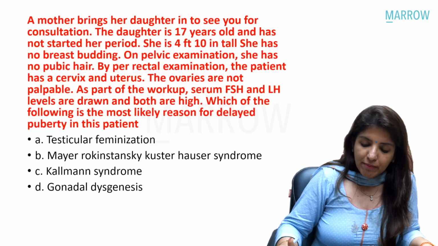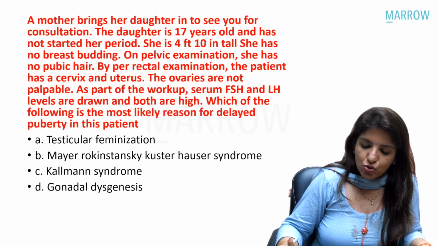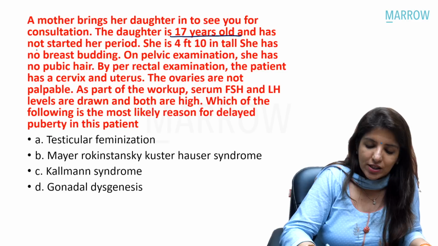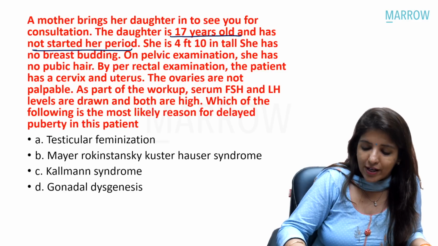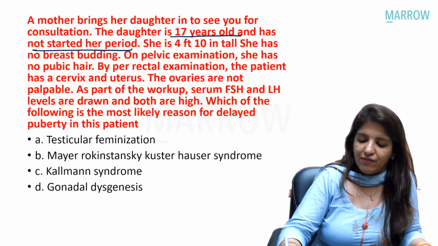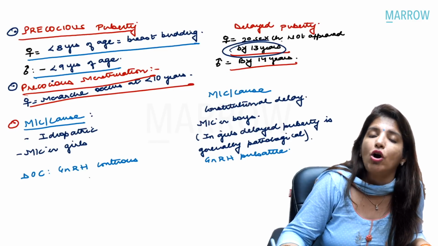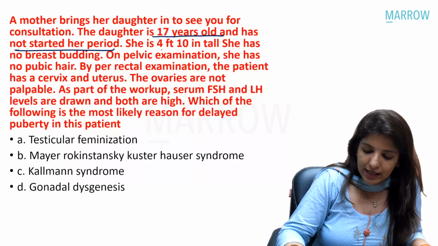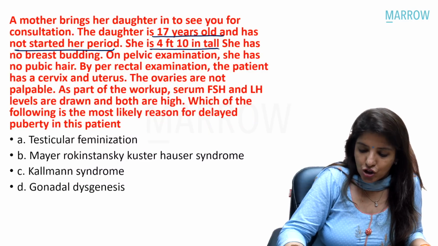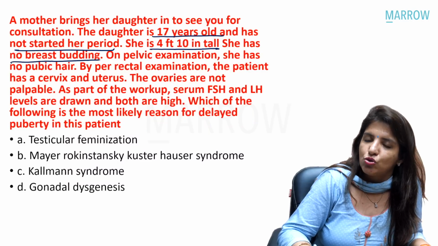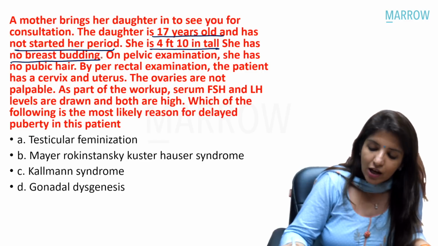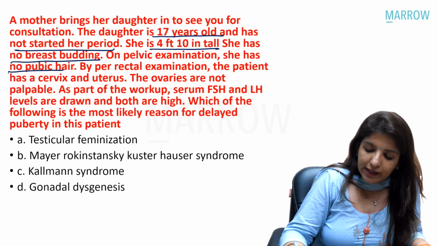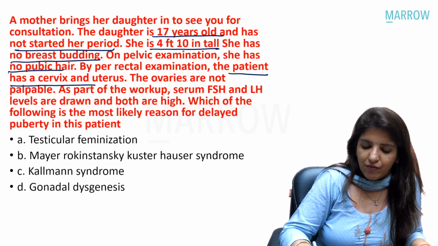Next question. A mother brings her daughter in to see you for consultation. The daughter is 17 years old and has not started her period. And just now I told you delayed puberty is if secondary sexual characteristics do not appear by 13 years of age in a female. Now this female is 4 feet 10 inches tall and she has no breast budding. So she is a case of delayed puberty. On pelvic examination, she has no pubic hair. By per rectal examination, patient has a cervix and uterus.